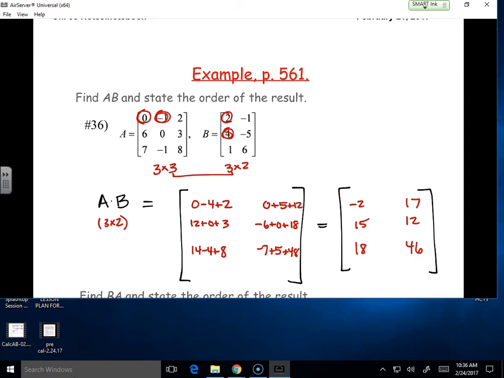If you want to see where my very first one came from, I multiplied all of the corresponding: 0 times 2, negative 1 times 4, 2 times 1. I'll show you the very first one. Cross down, and then we went cross over down. The same thing with the same row. We had to go to both columns to get both entries.